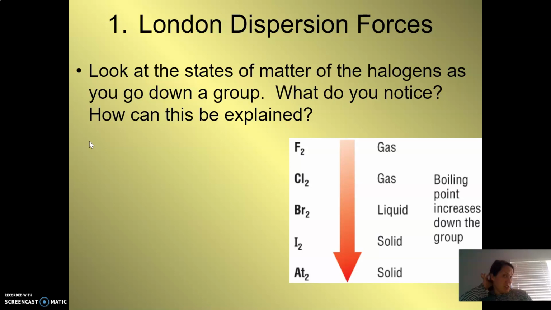Now, why are London dispersion forces really important? Okay, so let's take a look at this. So remember when I talked about inter versus intramolecular forces, and I talked about the importance of intermolecular forces in determining the properties of covalent substances. So one of the properties that we look at with covalent substances are their state of matter at room temperature, okay? So for example, we can look at the halogens.